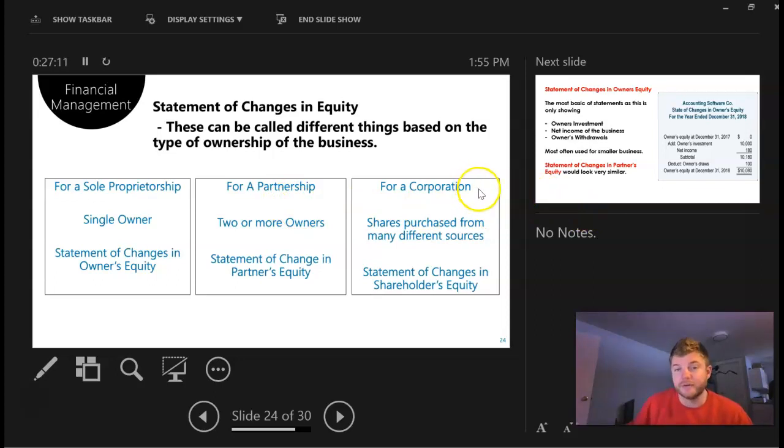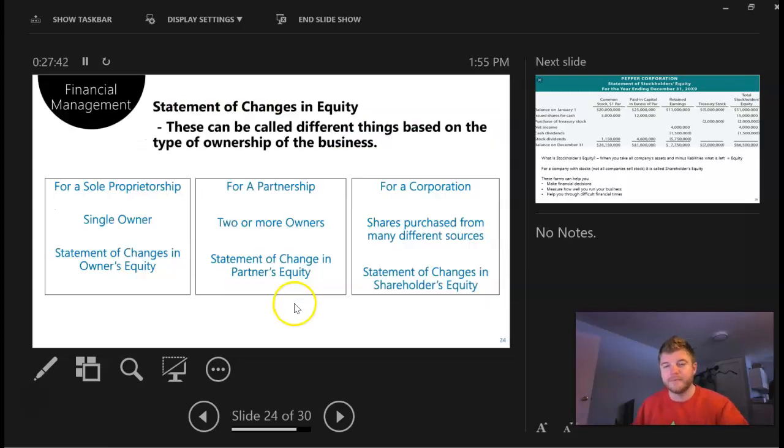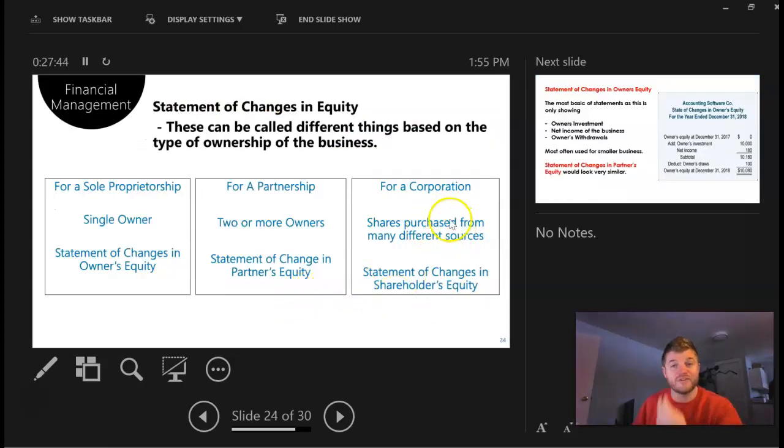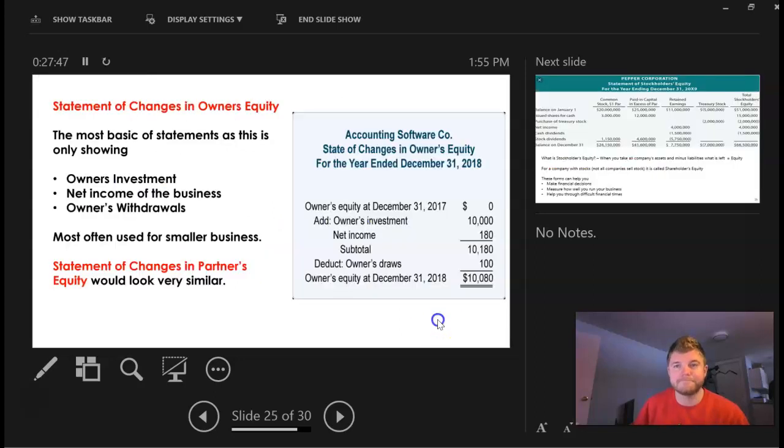And then for a corporation, which is much different, you purchase shares from many different sources. So I can go on my TD Bank and I can just purchase a share of Enbridge or Apple or Facebook or whatever I want. And I will become an owner or a shareholder. And then this form is called the Statement of Changes in Shareholders Equity. Not a big change between all of them, just what we're calling it. Sole proprietor is one owner, partnership, many partners. And then people who buy shares, there's a shareholders equity.